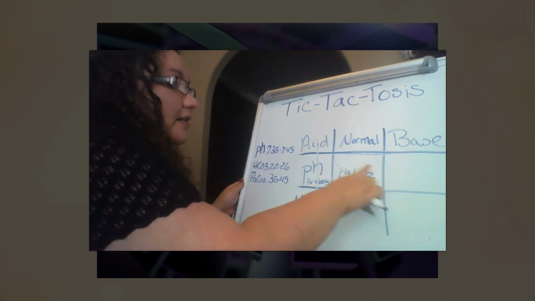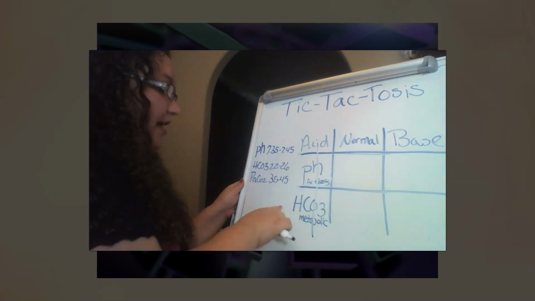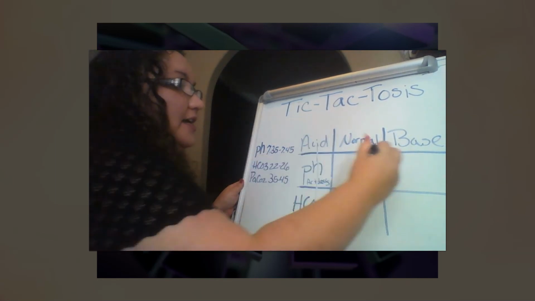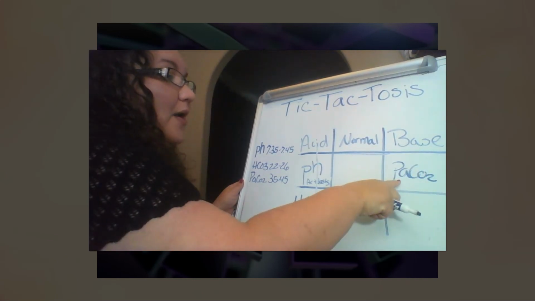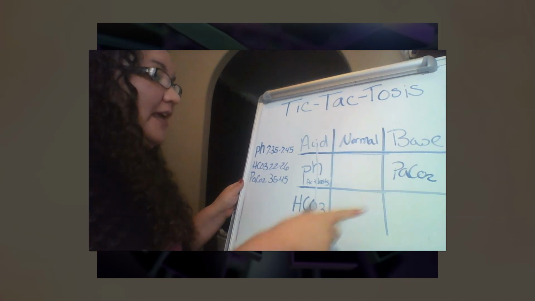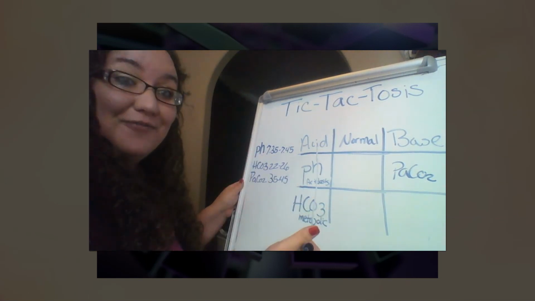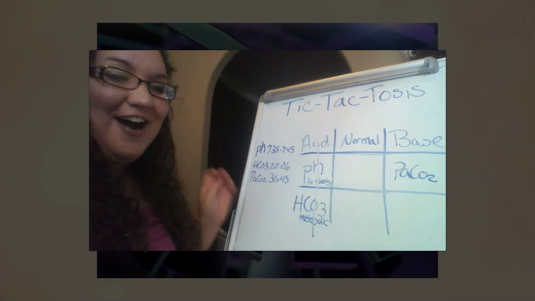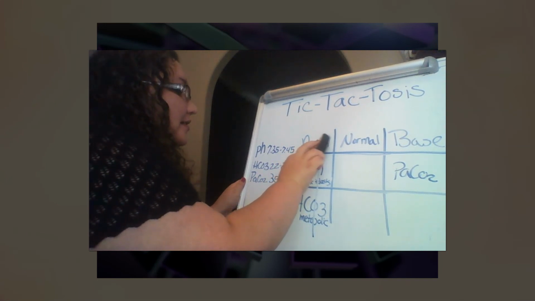But guess what? A couple hours I check, and my PaCO2 has changed to 33. So now it's moving down, so I'm going to go over here towards my base. So I'm partially compensating now. In a couple hours, if I check and my pH is normal, then I'm fully compensating. Okay? All right. I've got another one.